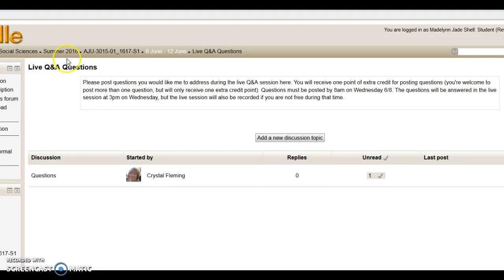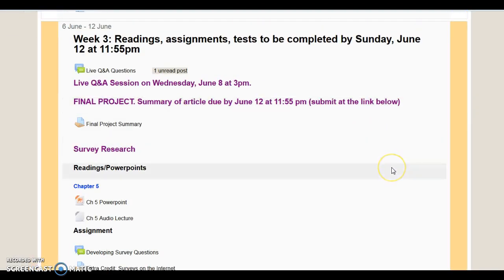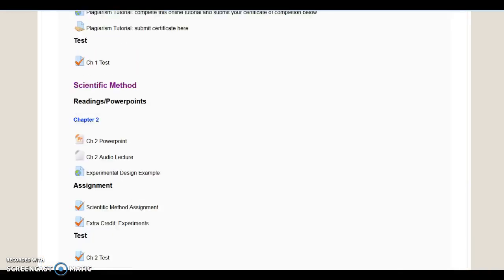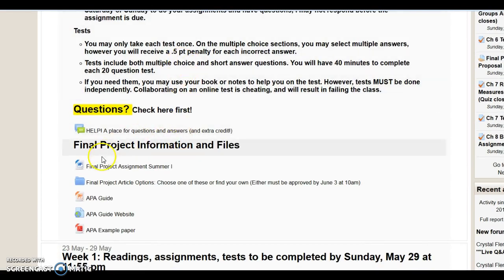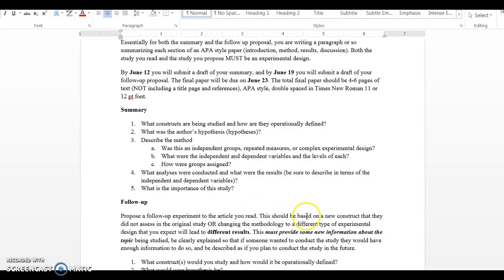Okay, other big things that are going on. At this point you should have gotten your final project article approved by me. And the next step, which is the final project summary, will be due this week. So remember that all of the details for your final project are laid out here up at the top of the course under Final Project Information and Files. And this document called Final Project Assignments has all of the details. And it looks like this.